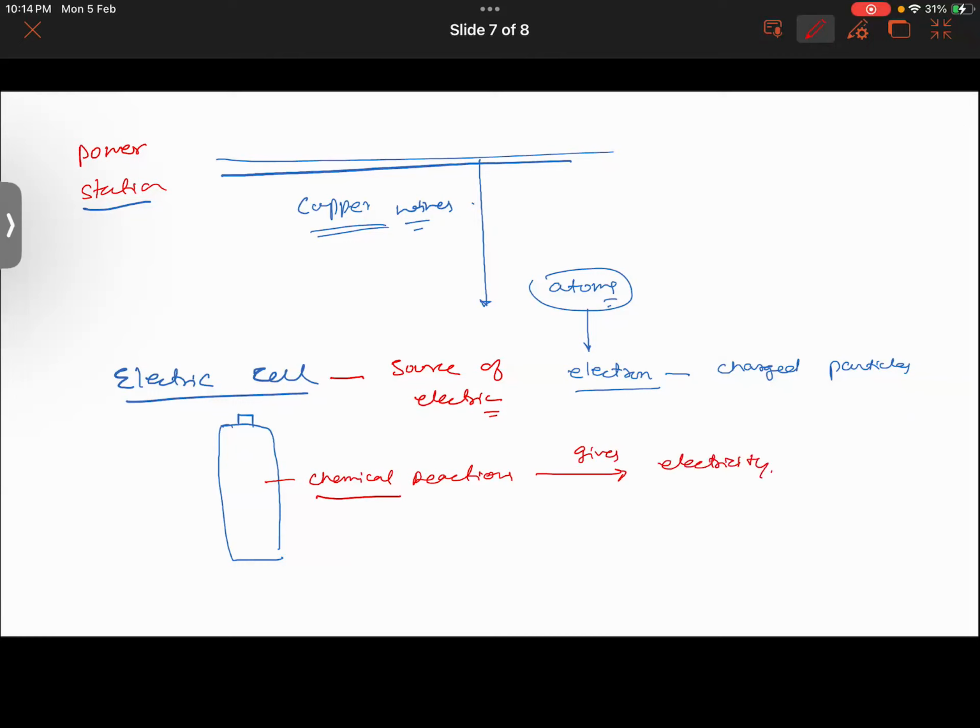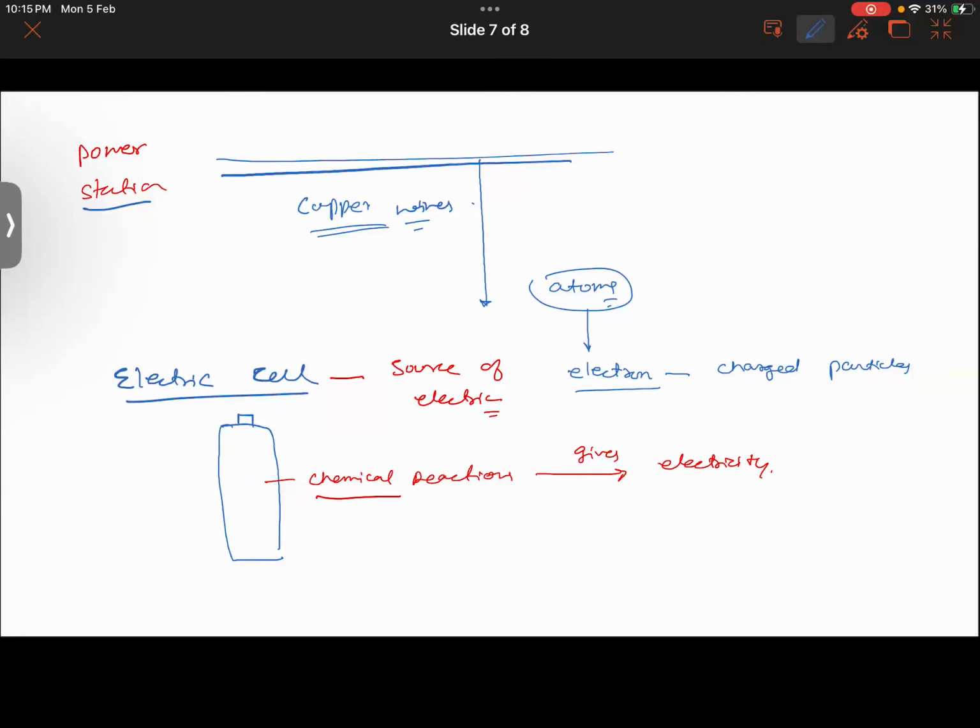Getting it? Okay? Sir, also, the amount of energy produced by an electric cell is not that much. It's a small amount of electricity. And once the chemicals in the electric cells are used up, when the chemical reactions stop, the electric cells stop producing electricity any further, and then you have to recycle it. Right? Not throw it. You have to recycle it.